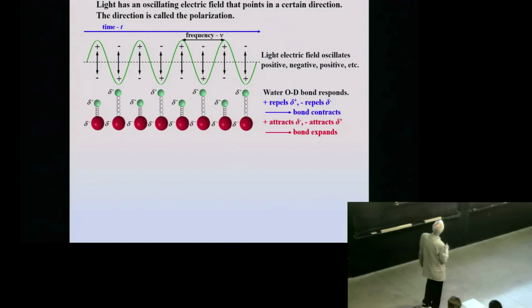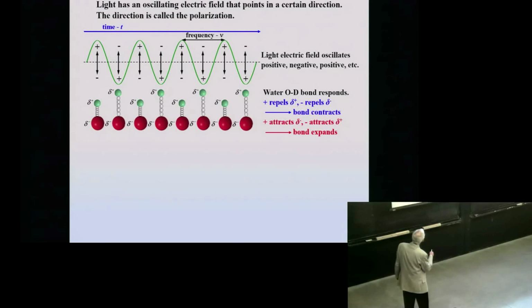Okay, so now there's the other hydrogen sticking out here. I just didn't draw it. So now I've got this guy. Remember, this is slightly positive and this is slightly negative. When this is positive and this is positive, they repel. This negative repels this negative, and that compresses the spring. And then half a cycle later, this is positive and this is negative. So this positive is attracted to the negative, and that stretches the spring.